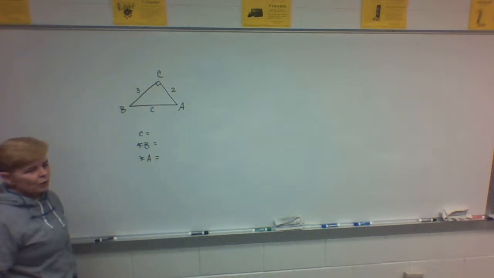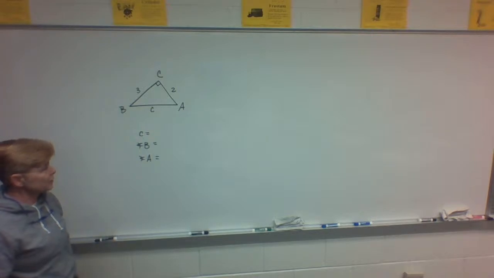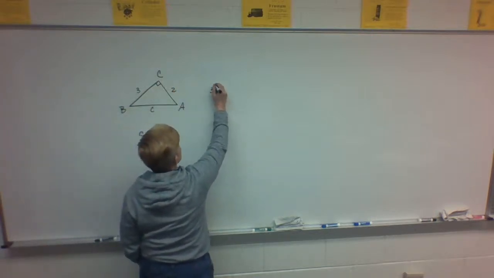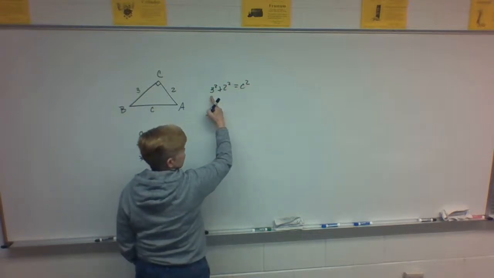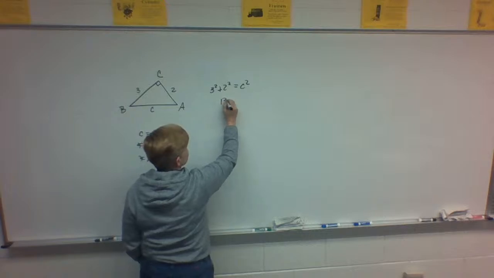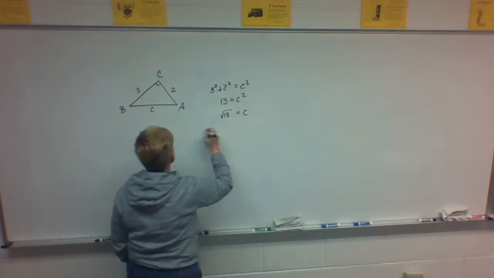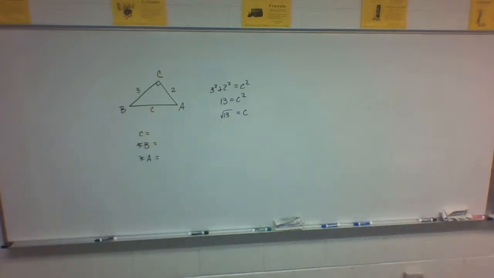So now, how could we go about finding little c? There you go, I heard it. Pythagorean theorem. So what we would write is, because these are the legs, 3 squared plus 2 squared equals c squared. That's 9 plus 4 equals c squared. And so the square root of 13 equals c. And they want us to round to the nearest tenth. So we would actually have to take the square root of that.